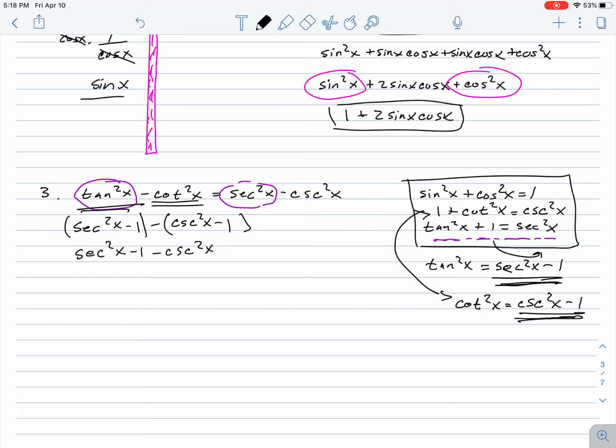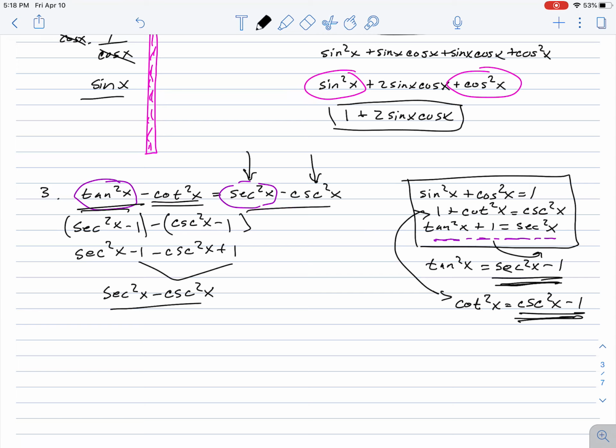See, at this point, I'm like, oh, I'm in business, because now I've got my left side in terms of what's on the right side. So you know you're barking up the right tree. All right, distribute that minus sign in. This -1 and +1 are going to cancel. And I get secant squared x minus cosecant squared x. And yay, I'm done. Okay.